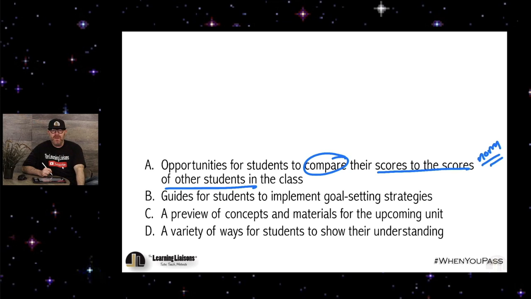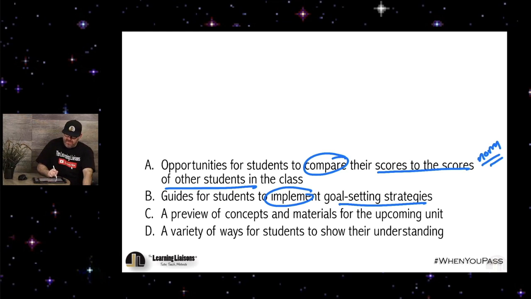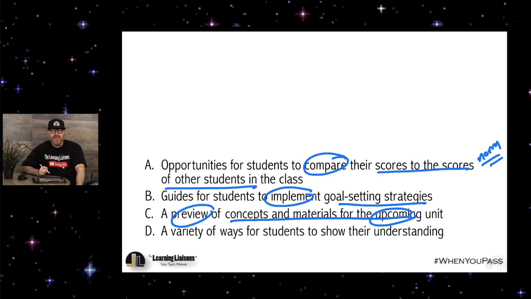Guides for students to implement goal setting strategies. Implement what? Goal setting strategies. A preview of concepts and materials for upcoming unit. A preview of what? Concepts and materials upcoming. That's a key word there too, obviously. A variety of ways for students to show their understanding. So we have comparing scores, implementing goal setting strategies, a preview of concepts and materials, and showing understanding. Now that we got those concepts, so comparing, implementing, previewing, and showing, that's literally the only words I need to know here. Watch. Compare, implement, preview, show. Let's take a look at this question.